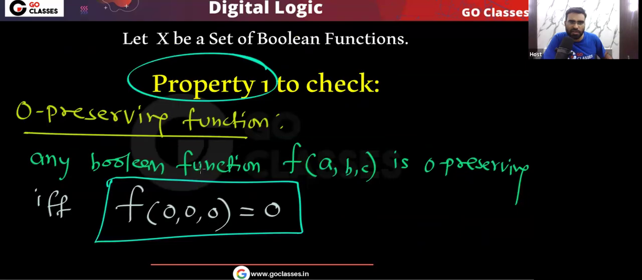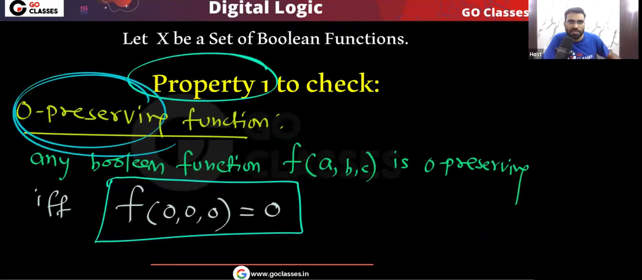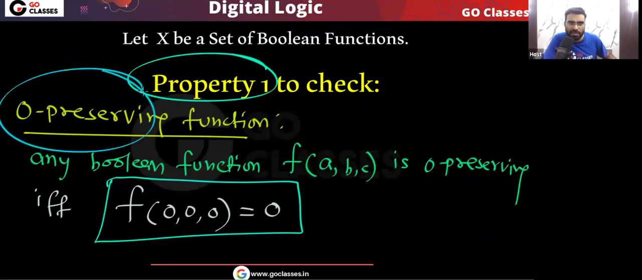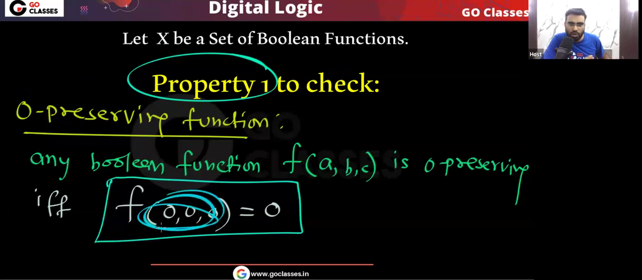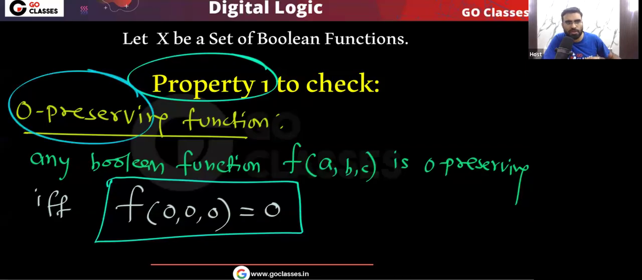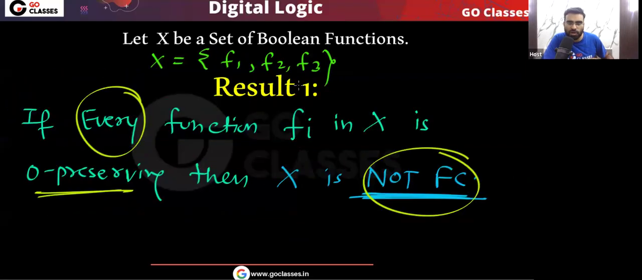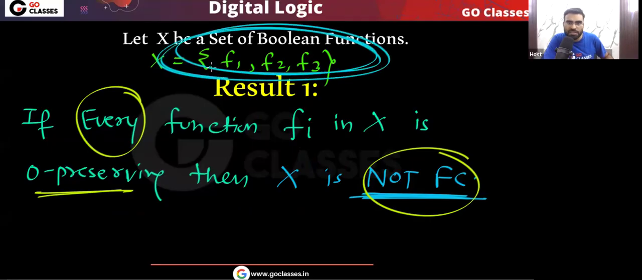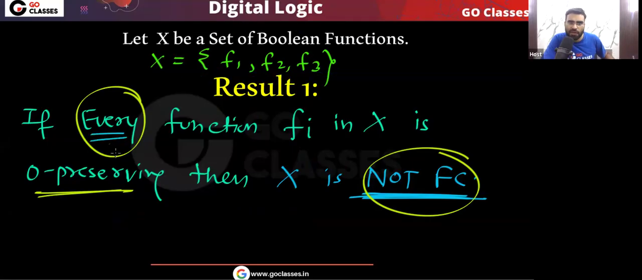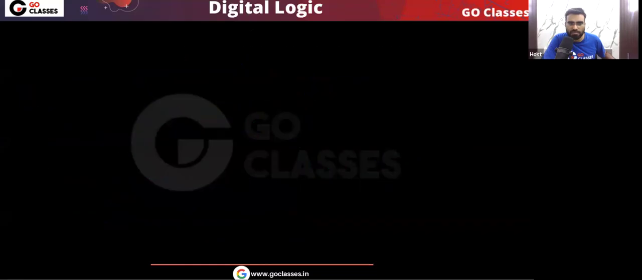Did you understand the definition of a zero preserving function? The name itself is telling you: a function is zero preserving if I replace all the variables by zero, then the result should be zero. Then you can call it a zero preserving function. And this result is important: if every function is zero preserving, then X is not functionally complete. Is this clear? Okay, let's move on now.